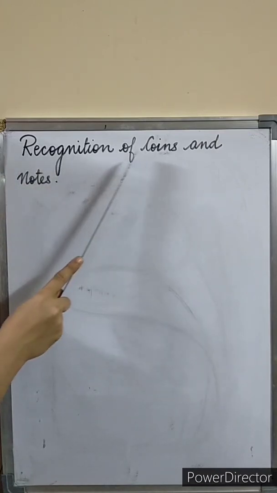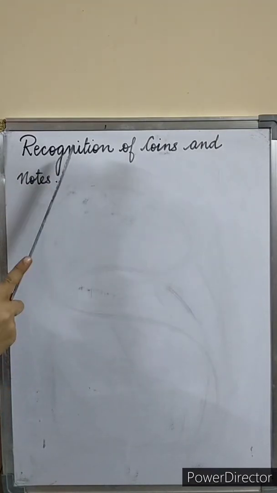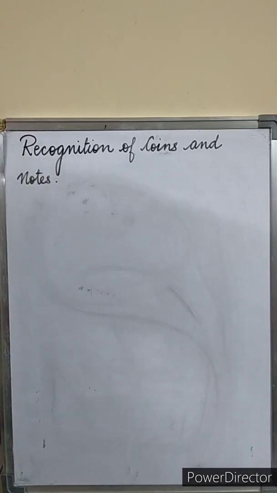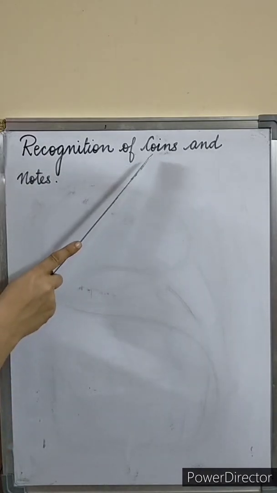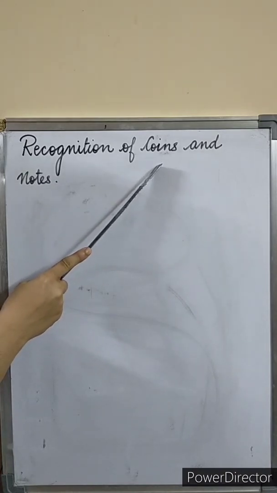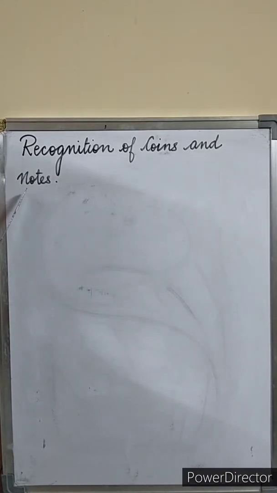Now children, let's come to our next topic, that is recognition of coins and notes. Recognition means identification. How to identify? As we have different types of coins as well as different types of notes, and you have to learn how to identify them.